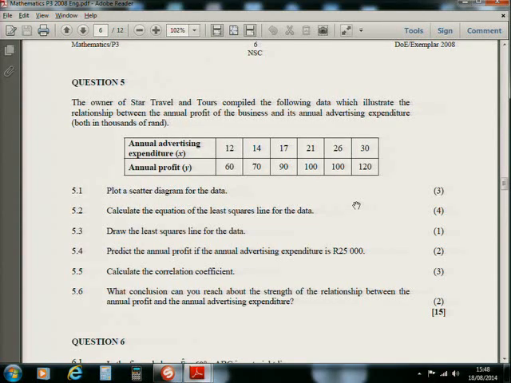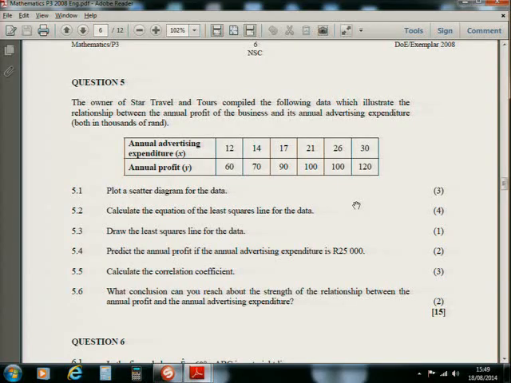The question: the owner of Star Travel and Tours compiled the following data which illustrate the relationship between the annual profit of the business and its annual advertising expenditure, and both are in rands. Those both are in rands, money. Now it means that if you spend 12 Rand on advertising, the profit becomes how much? 60 Rand. Do you agree? If you spend 14 Rand, the profit becomes 70 Rand. And so on and so on.